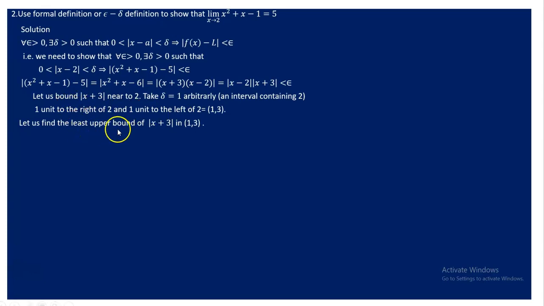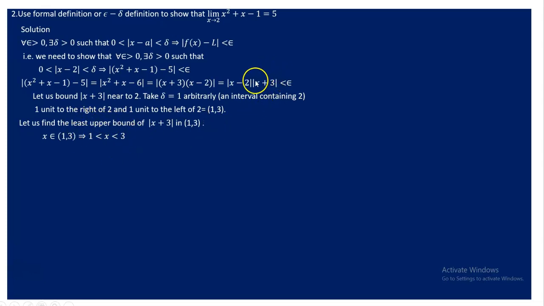So now let's find the least upper bound of this absolute value of x plus 3. The reason is that we need to take the upper bound of this x plus 3. We need to bound this inequality, okay? So for this particular interval from 1 to 3, what do you think is the upper bound for absolute value of x plus 3? In order to find that, you can apply this directly. Look, x is an element of 1 up to 3, which implies that 1 is less than x less than 3. So everything here is positive, x is positive.